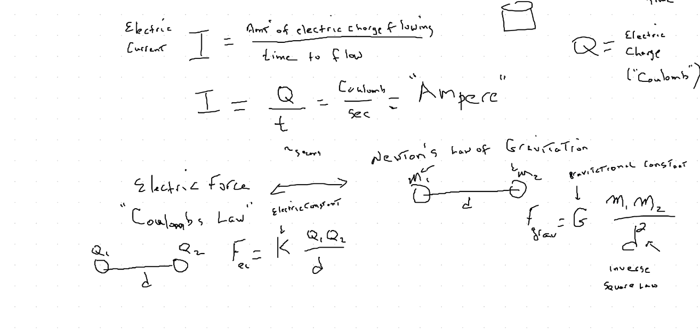So you see, this is also an inverse square law. And it looks very much the same form as Newton's law of gravity, right? They look very much alike. Q1, Q2 over d squared. Here we have M1, M2 over d squared. Okay, and all the forces are measured in newtons, right? Newtons.